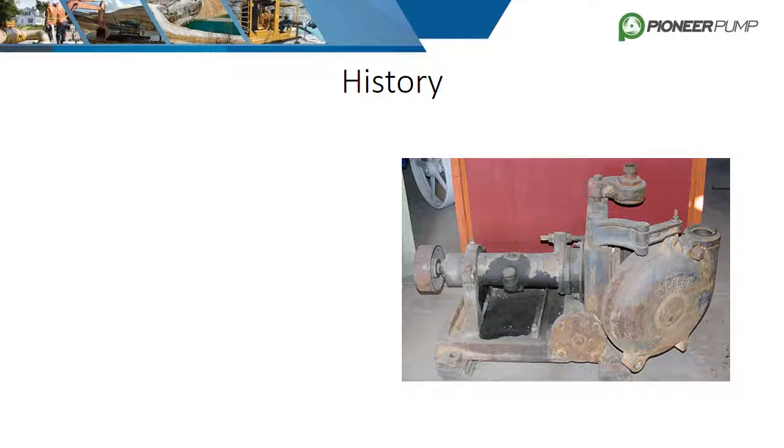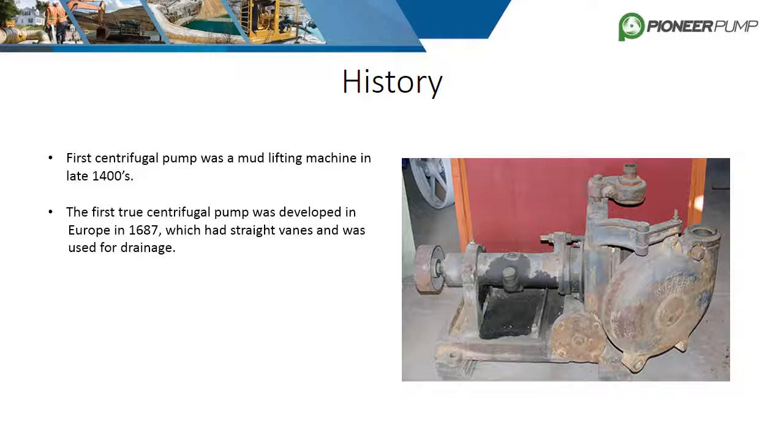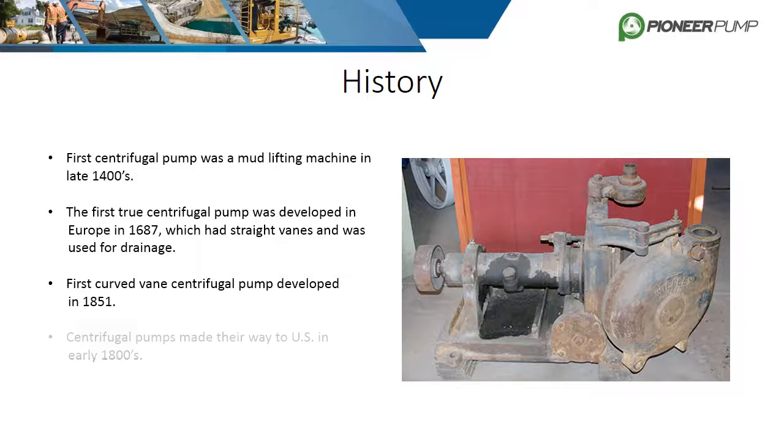To begin, we will cover a brief history of the centrifugal pump. As a machine, the centrifugal pump has remained relatively consistent in design for over 300 years. The first pump was likely built in the late 1400s and was used as a mud lifting machine. The first true centrifugal pump with straight vanes was developed in Europe in 1687 for drainage. Eventually, curved vanes, which are more efficient, were developed and employed by engineers around 1851. Centrifugal pumps became prominent in the US in the early 1800s, and we have seen more widespread use in the last 75 years.